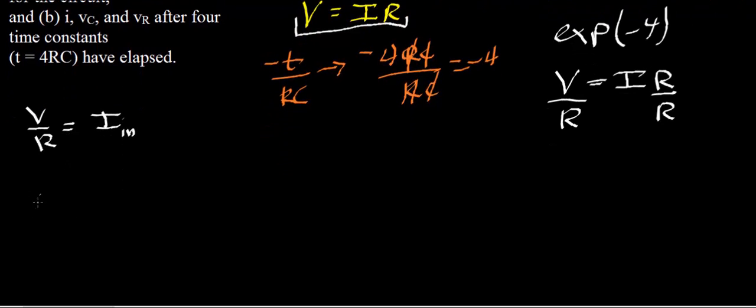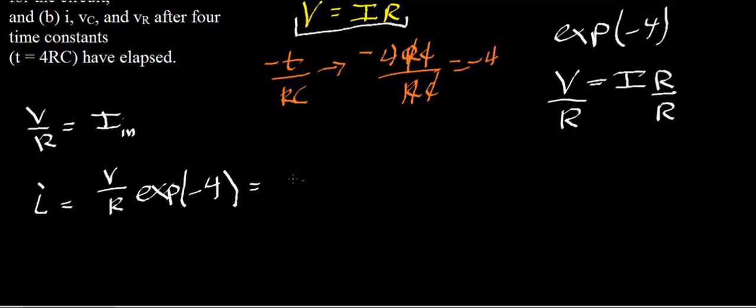So what we can say is that the instantaneous current is going to be equal to the voltage divided by the resistance, and that's the initial current basically, times exponential. Well, we already found what the argument of the exponential function is. That's just negative 4. This is exponential negative 4. And we can plug in numbers now. The voltage is 20 volts.